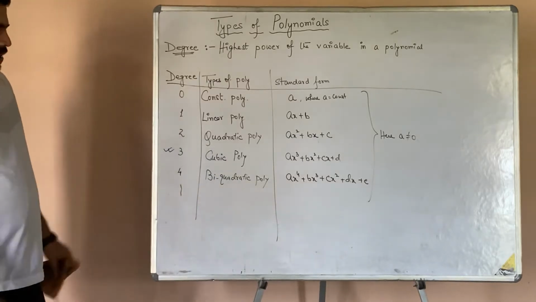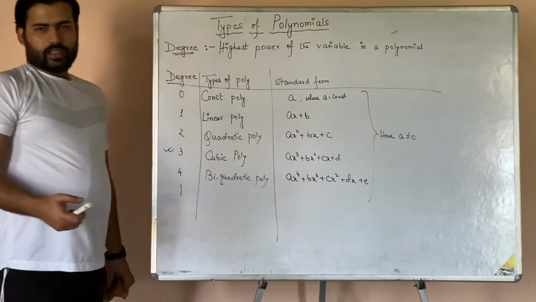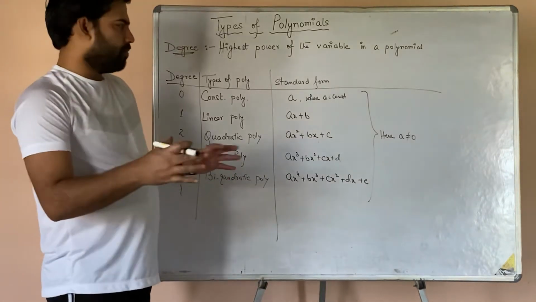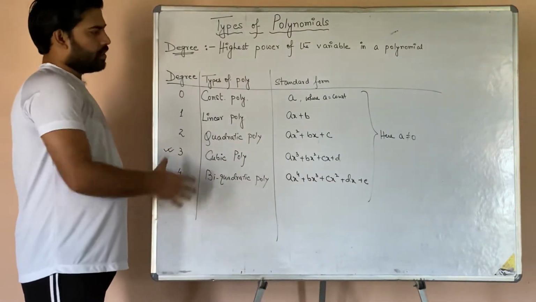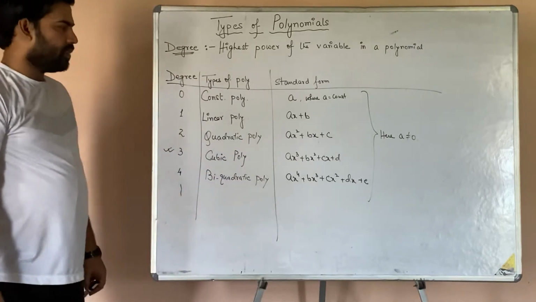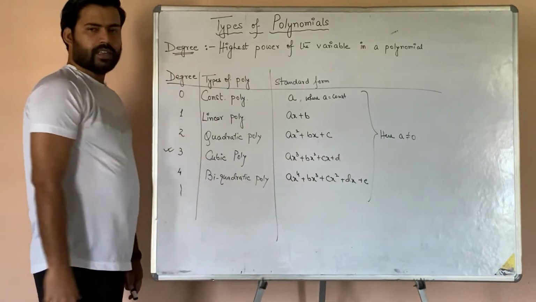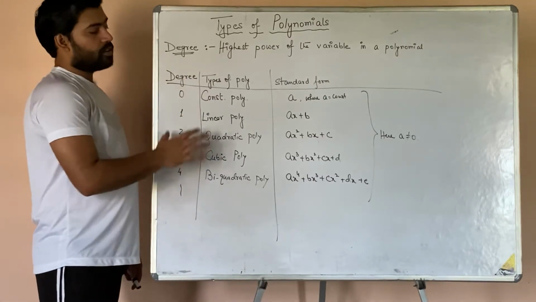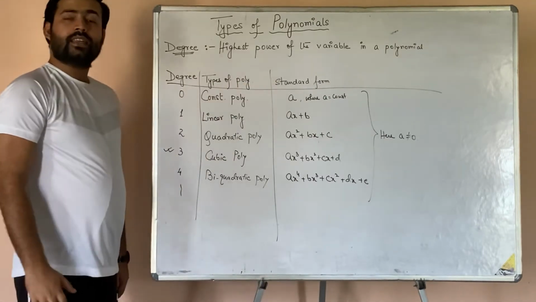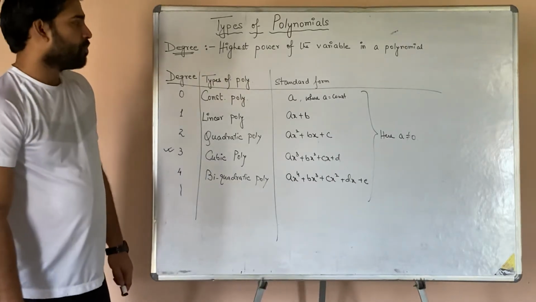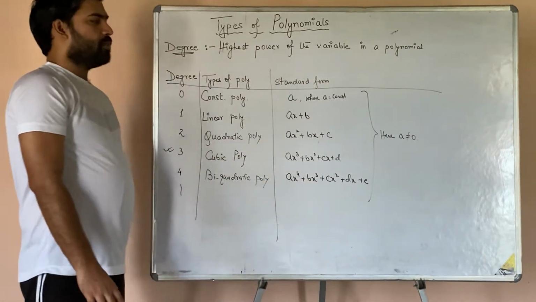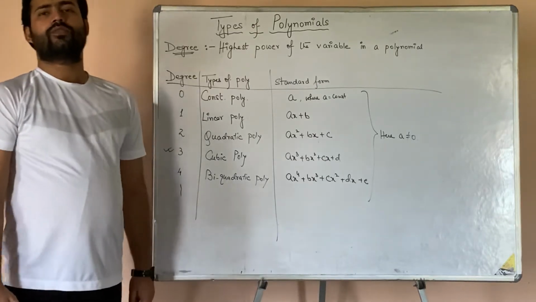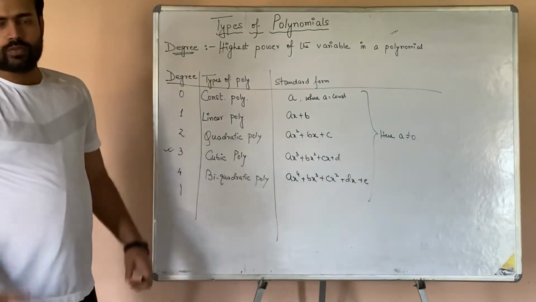So let us first understand the names of the polynomials, where nothing new is there. I should say that the types of polynomials are not that difficult. You just need to memorize the names of the polynomials. Degree 0, degree 1, degree 2, degree 3. Now here what we need to understand is the standard form of the polynomial. The standard form means basically in general form, in a generalized form, how will you write down those things?